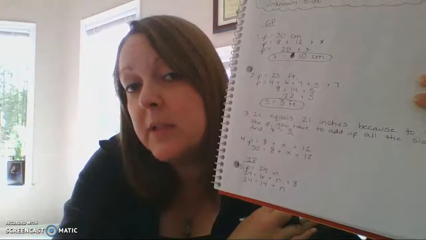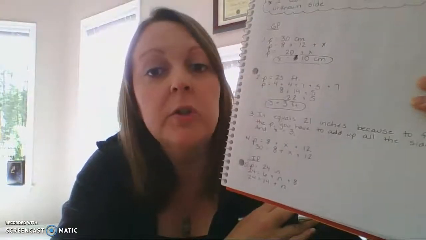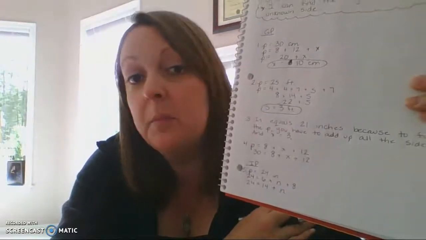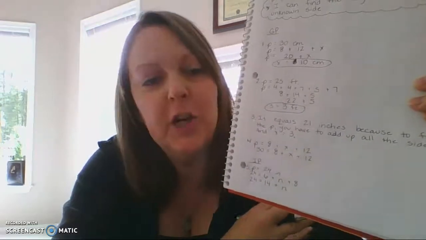And I know that both sides of the equal sign need to be the same. So 24 equals 14 plus 10. So n equals 10. And that is my answer.